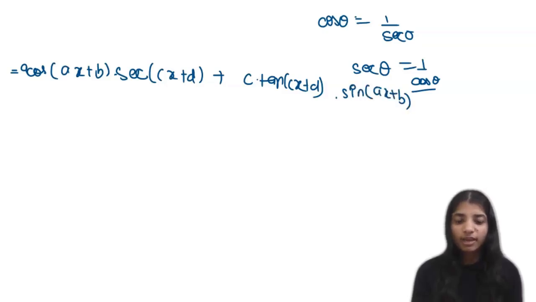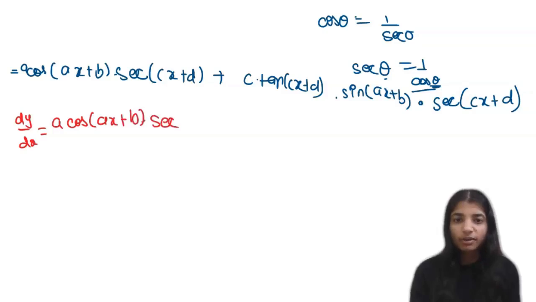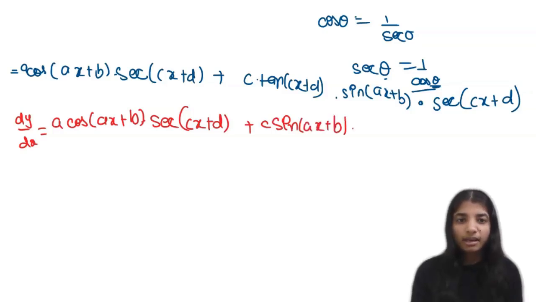Again in the denominator we have cos of cx plus d. As we just discussed, secant of theta is equal to 1 divided by cos of theta. So 1 divided by cos of theta from here becomes secant of cx plus d. So from here we can say that the value of dy divided by dx is equal to a cos of ax plus b multiplied by secant of cx plus d, plus c sine of ax plus b multiplied by tangent of cx plus d multiplied by secant of cx plus d.